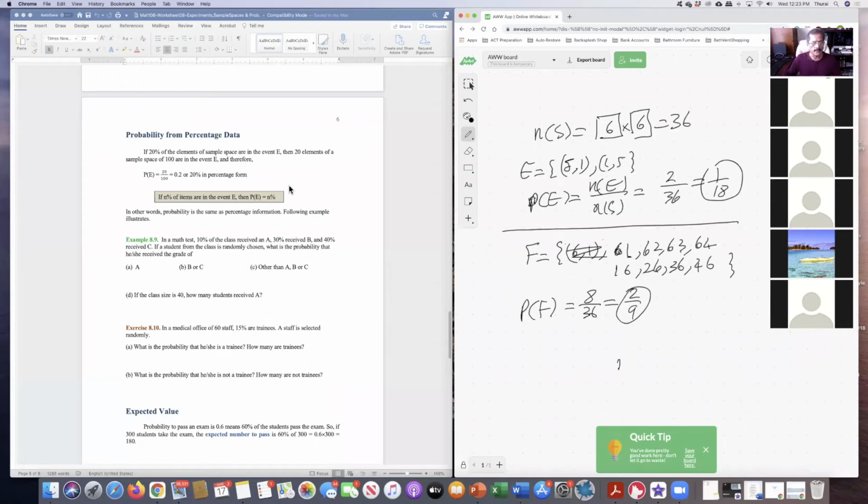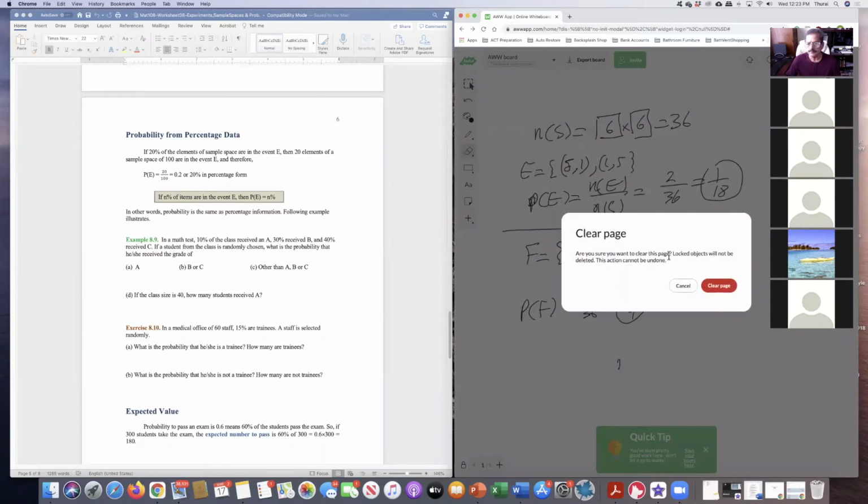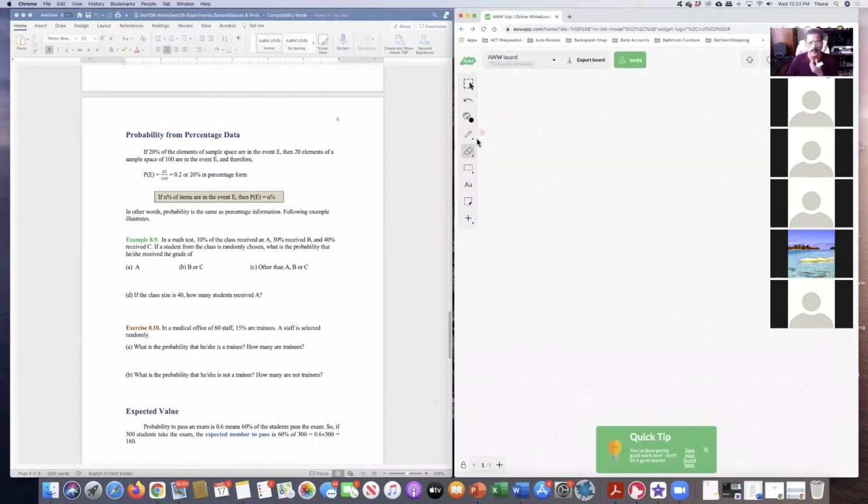Probability from percentage data. That's our topic first. All right, so the information is going to be given in percentage form. Then how do we find probability from that? So let's look at a simple example.